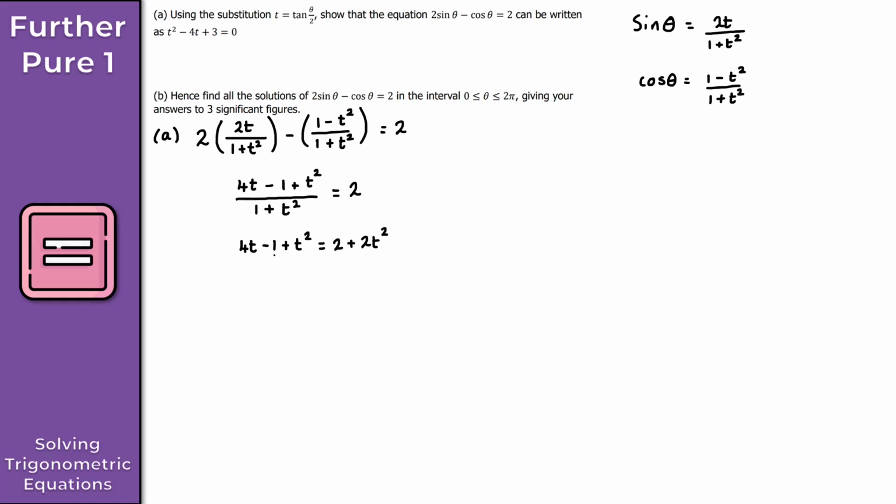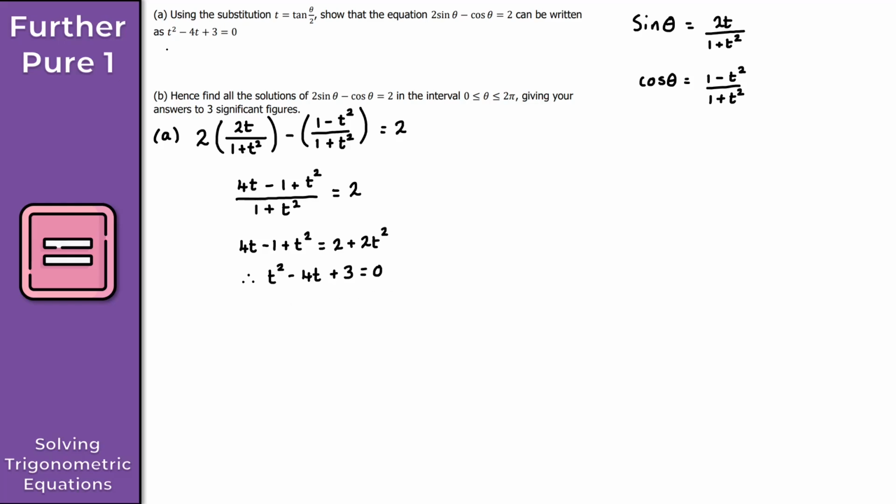And now if we take everything over to the right-hand side, I get 2t squared minus t squared, so that's t squared. We're just going to subtract 4t off both sides, so I get minus 4t. And then finally, we've got 2 plus 1, that would give me plus 3. And that's all equal to 0.